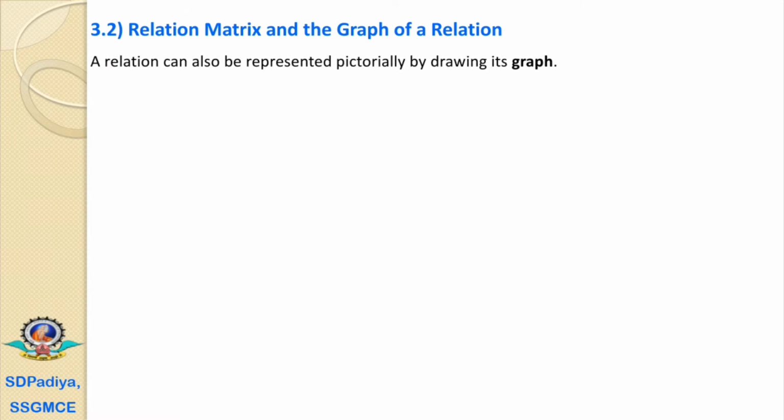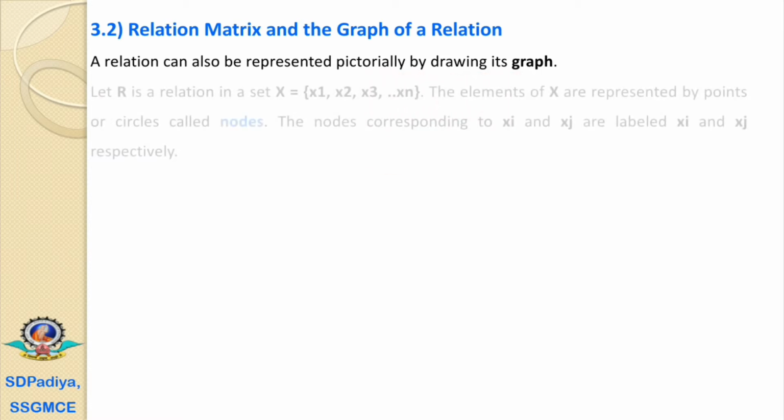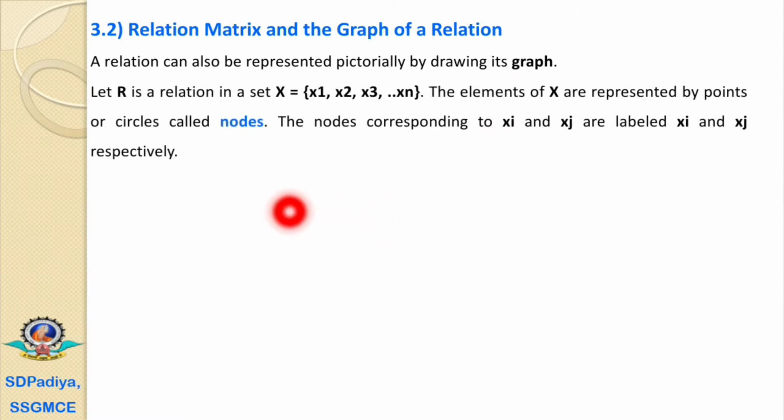Now, a relation can also be represented pictorially by drawing its graph. Then, how to design the graph and what are the terminologies? Let R be a relation in a set X. If it is a set of elements x1, x2, x3 up to xn, then the elements of X are represented by points or circles called nodes. The nodes corresponding to xi and xj are labeled xi and xj respectively. We'll see that these nodes are also called vertices.